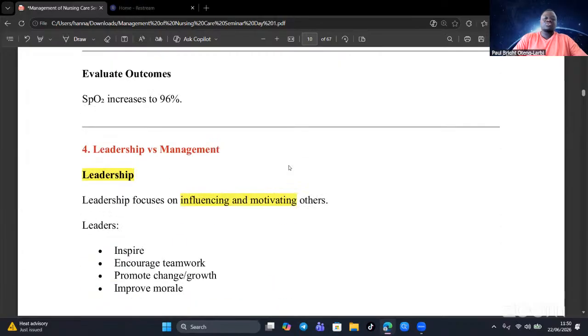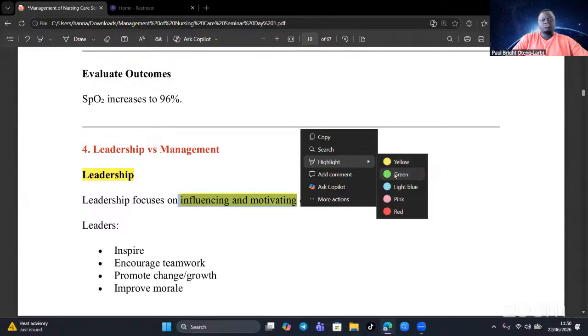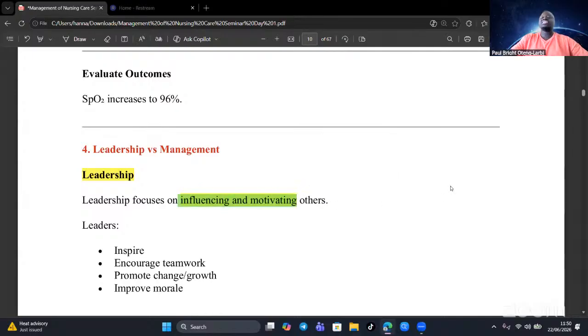So now let's look at the difference between a nurse manager and a leader. Leadership focuses on influencing and motivating. That's their action, that's their verb. The duty of the leader is always to motivate and influence others.